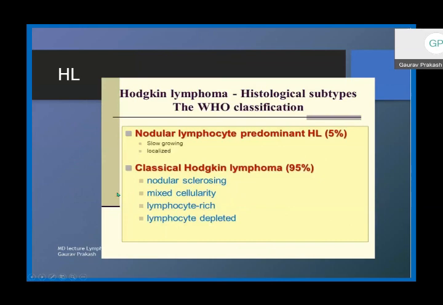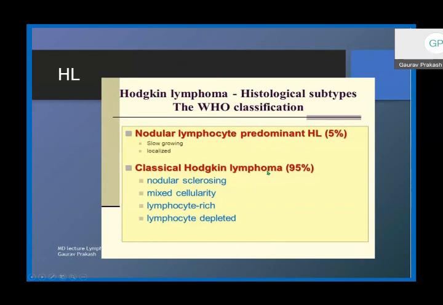Okay, so like NHL, HL is also classified into various subtypes. The two major subtypes that you must remember are classical Hodgkin lymphoma and nodular lymphocyte predominant Hodgkin lymphoma, which is better known as NLPHL.